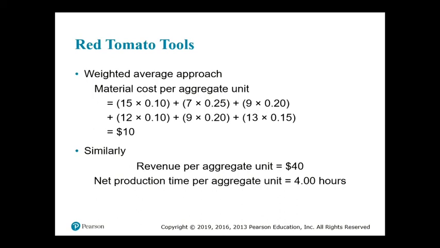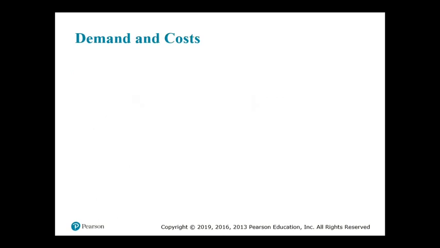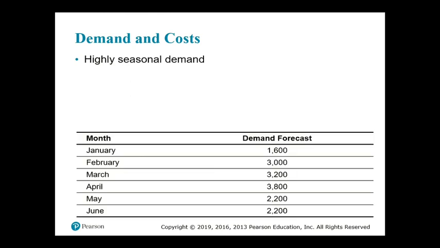Okay, so now that we have defined the aggregate unit and we now know the production cost, the revenue, and the time required to produce the aggregate unit, now we can move on to other inputs. So we need to know the demand forecast as the first input. It turns out for Red Tomato, the demand is highly seasonal, as one might expect, right? They sell garden tools, and in the spring, people plant their gardens, and the tools demand may increase. And in winter, this demand is lower.